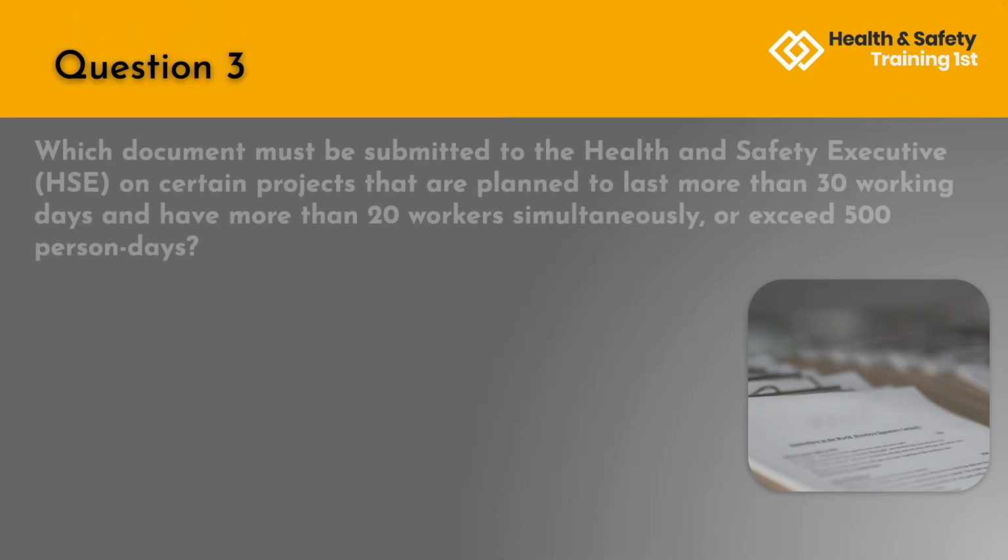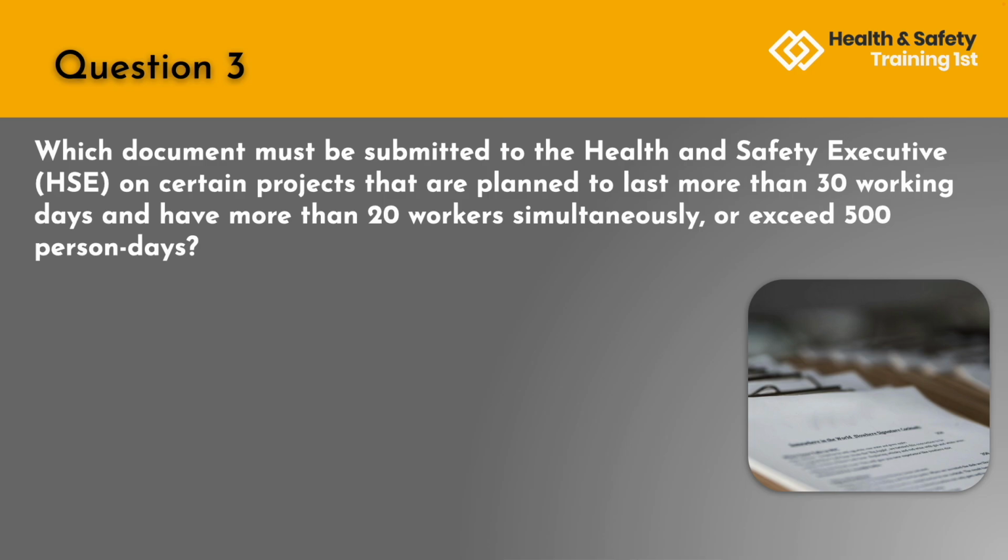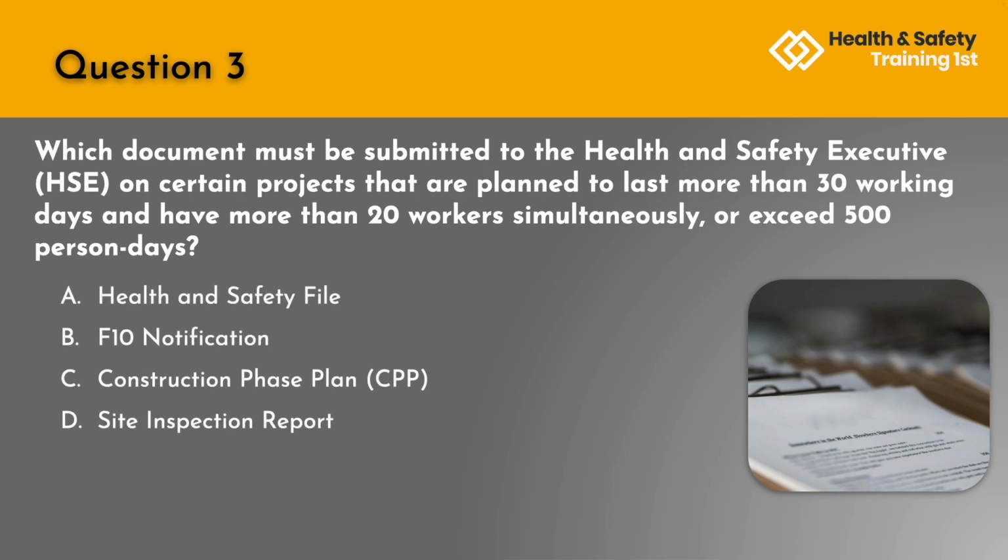Question 3. Which document must be submitted to the Health and Safety Executive on certain projects that are planned to last more than 30 working days and have more than 20 workers simultaneously, or exceed 500 person days? A. Health and Safety File. B. F10 Notification. C. Construction Phase Plan. Or D. Site Inspection Report.